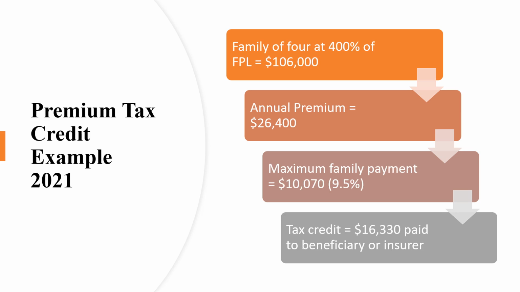So let's take that same family and increase their income to 400% of the federal poverty level. You'll see that their income would be roughly $106,000. The annual premium is the same, and the maximum that they would have to pay, 9.5% of $106,000, is roughly $10,070. So there would be a substantial tax credit for that as well, roughly $16,000, paid to the beneficiary or the insurer. So a pretty healthy subsidy of health care premiums for people within those income groups.